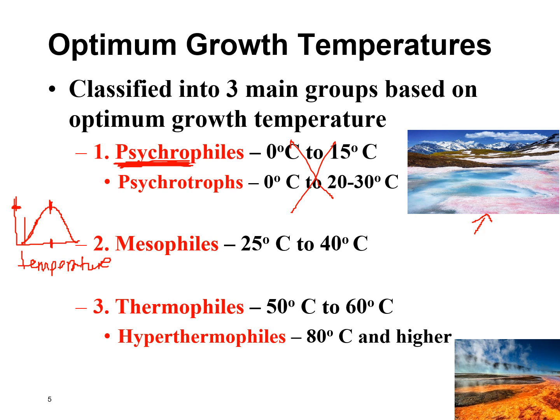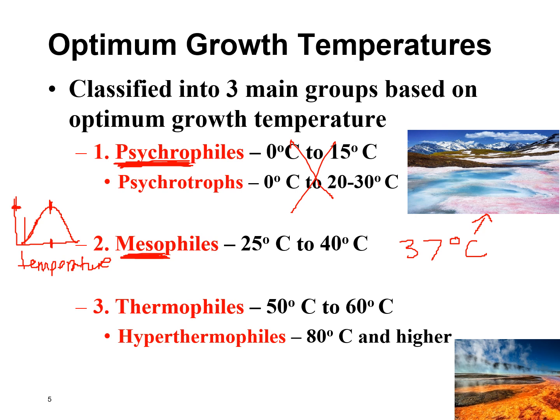Okay, the next group we have are the mesophiles. Meso means middle because they have a middle temperature range. If we think about the human body temperature in degrees Celsius, so we're all familiar with degrees Fahrenheit, but if you work in a hospital, you probably know that the human body temperature is actually 37 degrees Celsius.